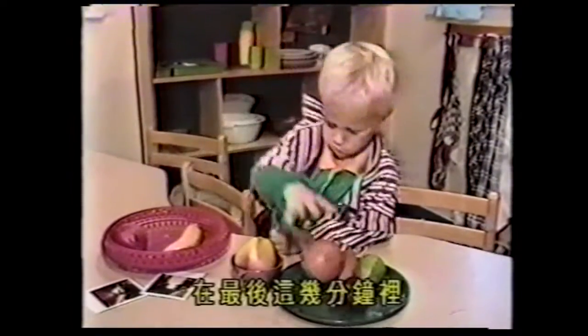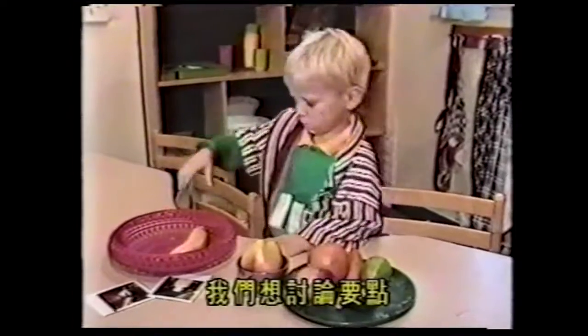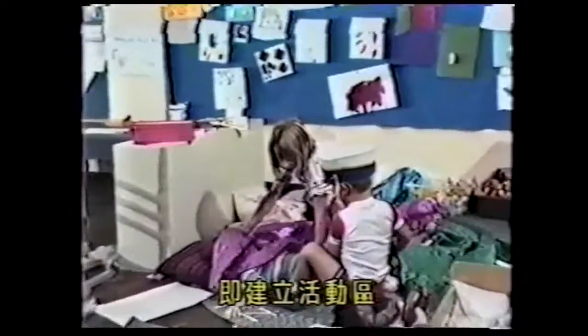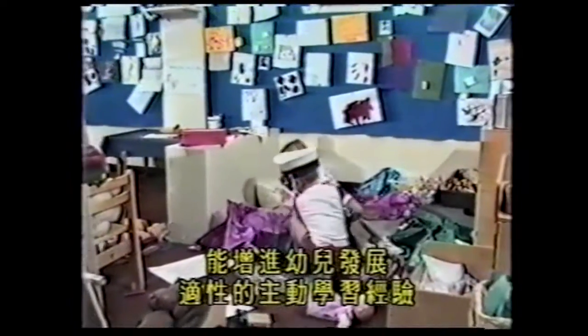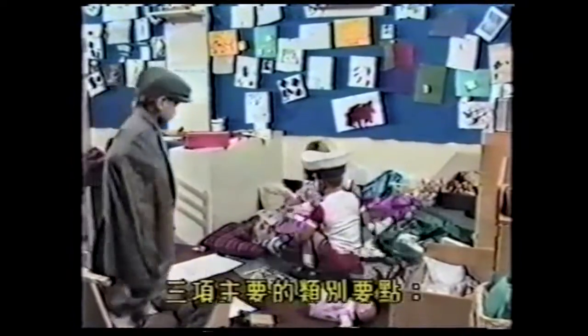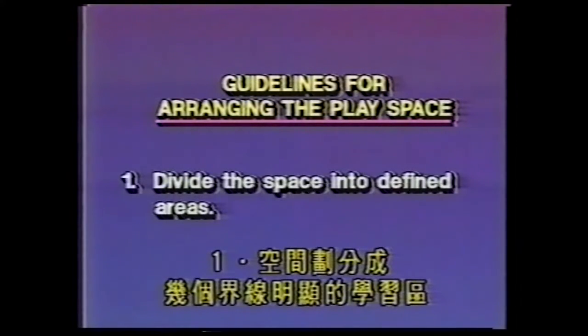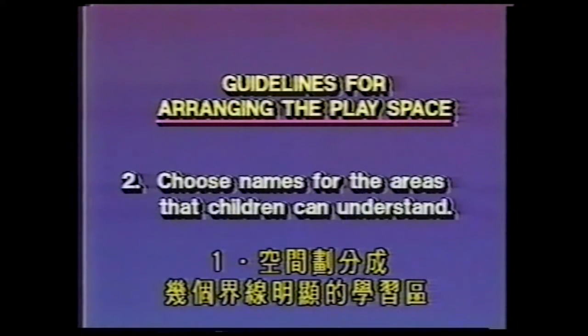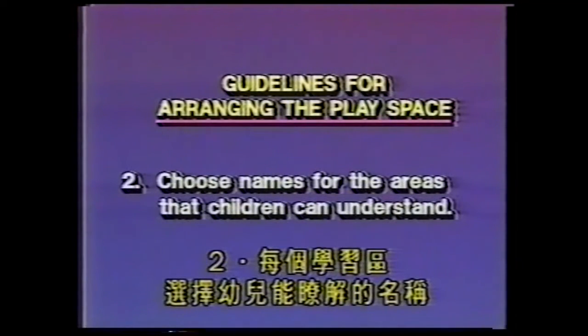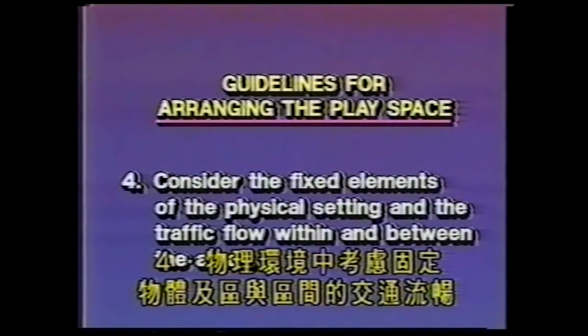In the last few minutes, we have discussed guidelines for establishing activity areas that promote developmentally appropriate, active learning experiences for young children. The guidelines fall in 3 major categories. Guidelines for arranging the play space. Divide the space into defined areas. Choose names for the areas that children can understand. Establish visual boundaries. In developing a floor plan, consider the fixed elements of the physical setting and the traffic flow within and between the areas.